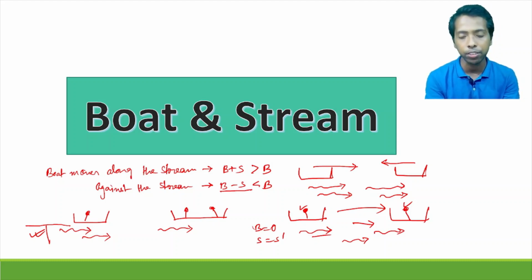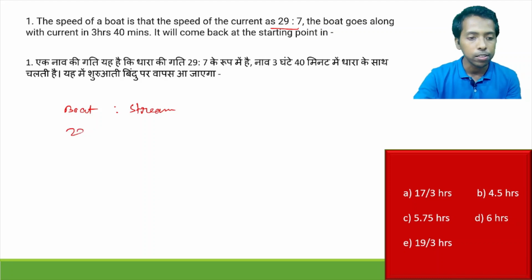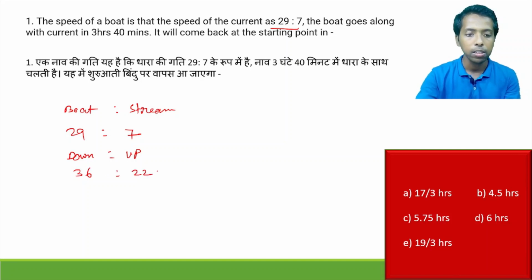Now moving to the first question, and here's the first one. The Hindi version is available. Just try to solve it and let's see what the question is. The speed of the boat and the speed of the current is 29:7. So this is the boat speed and this is the stream speed, right? So this is 29, this is 7. Now we can simply take the downstream speed here, down, and this is up. Downstream speed, that is boat plus stream, is 36. Boat minus stream, that is the upstream speed, is 22.